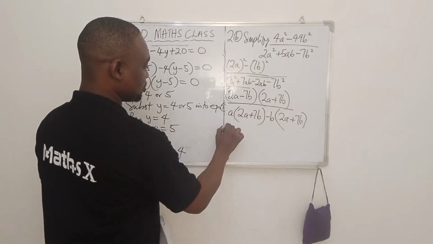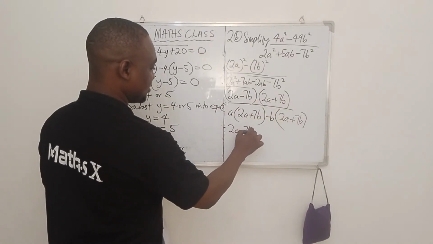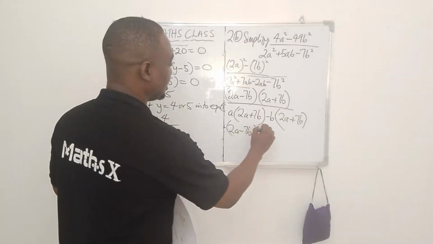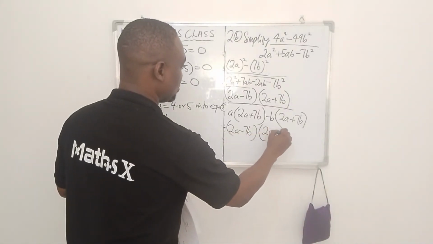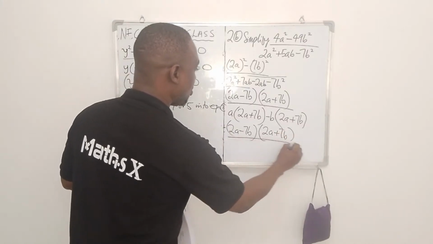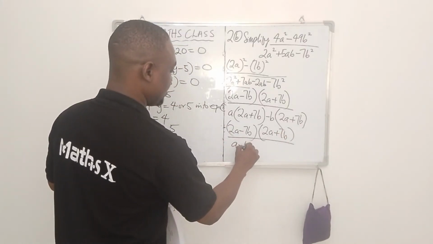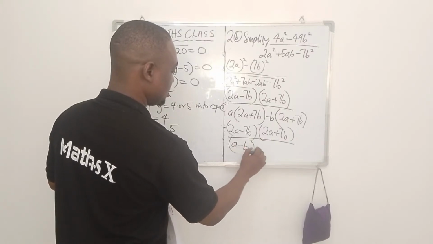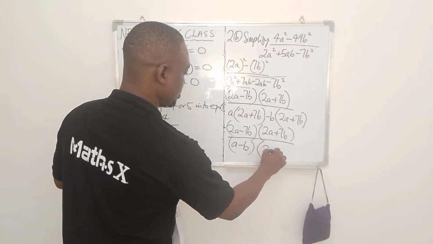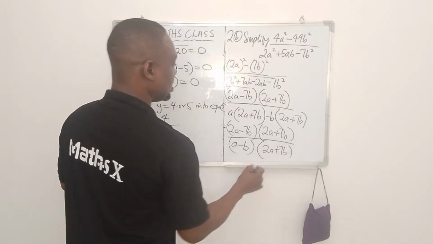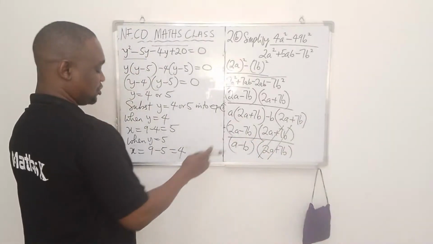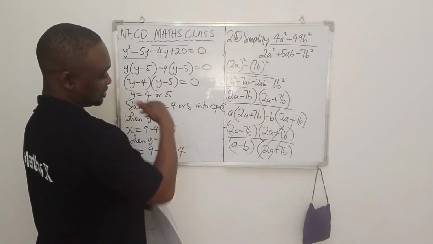Again, this is my numerator. I have here 2a minus 7b. I dealt with it because I had separated it as a difference of two squares. Then bracket 2a plus 7b and close, all over a minus b, bracket 2a plus 7b. Looking at this, this is cancelling. This remains.